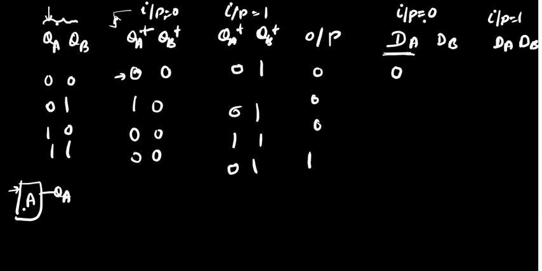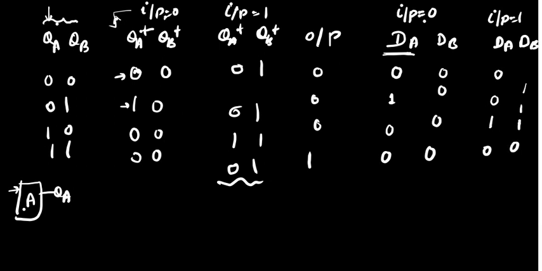Next, similar thing we can use here: if you want 1 at the next clock, we should provide 1 at DA. For D, it is simple, and similarly you can write the DA value for the input is equal to 1 case: 0 0 1 0 1 1 1 0.